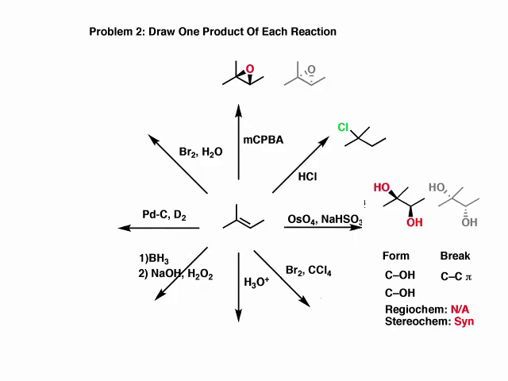Now, just like with epoxidation, we're adding the same group, in this case OH, to both sides of the alkene, or both carbons of the alkene. So it's neither Markovnikov nor anti-Markovnikov. So for that reason, we put not applicable here for regiochemistry. However, the stereochemistry is very important.